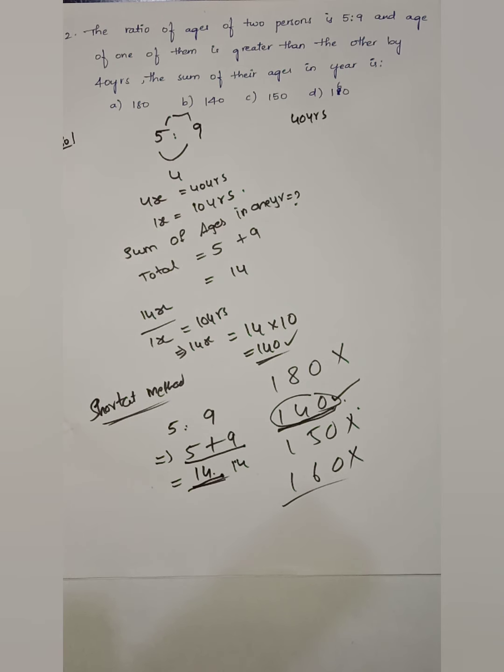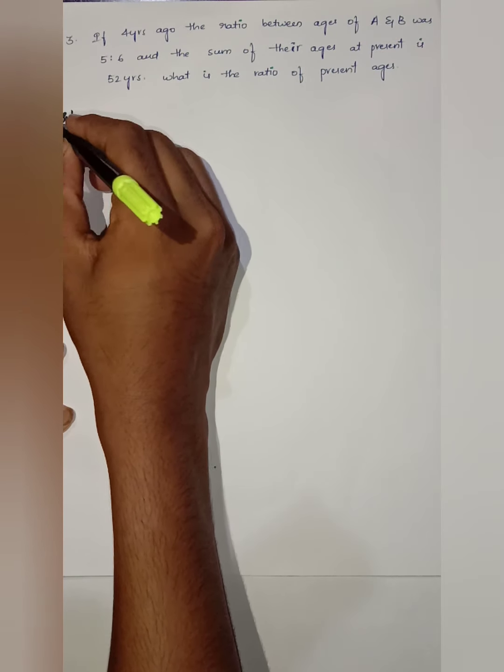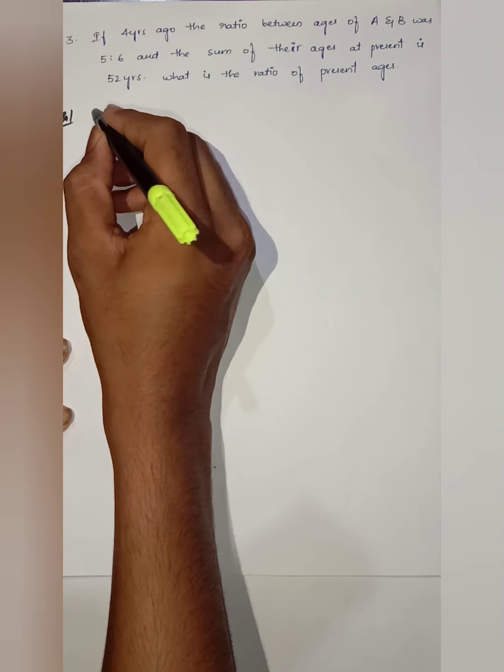So we will try to learn another problem. This is the given question and this is the last one. If 4 years ago the ratio between ages of A and B was 5:6 and the sum of their ages at present is 52 years, what is the ratio of present ages? In the question they have asked to find the ratio of their present ages. So we will write the given data first in the traditional method.